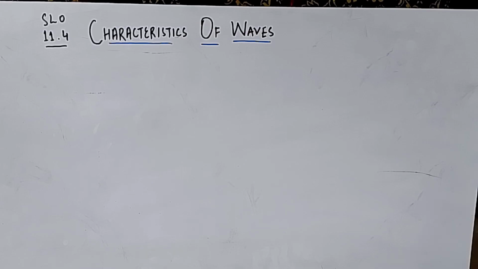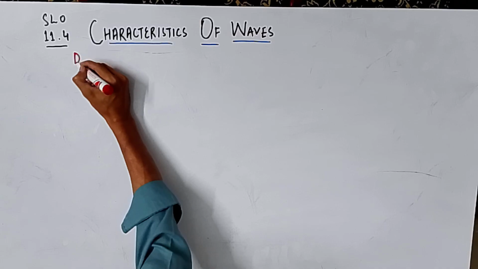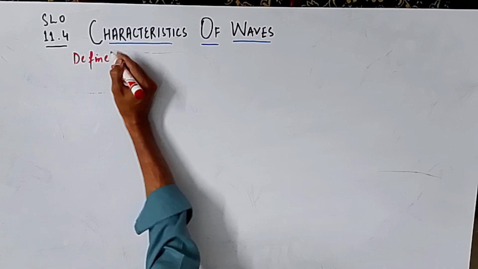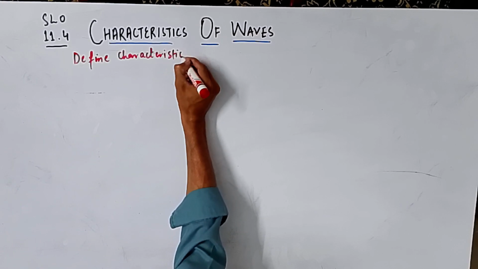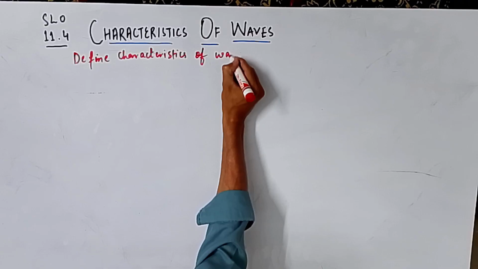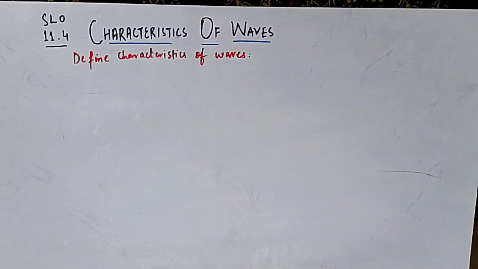So there are so many characteristics of waves that we need to define and understand and discuss in this particular topic. So our first SLO is to define the characteristics of waves. So first of all, what are the characteristics of waves? When we talk about the wave, the first thing that we will discuss is speed of wave.